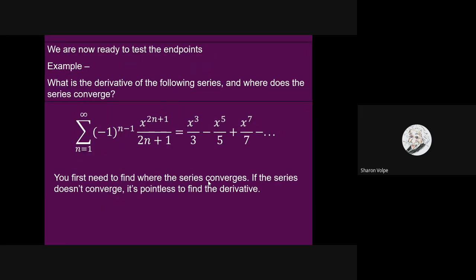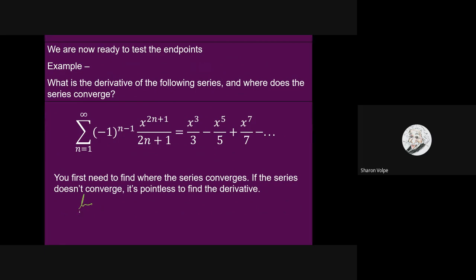Okay, so now we're ready to test some endpoints. They want us to find the derivative of this, but we have to find out where the series converges first. If the series doesn't converge, why would we find the derivative? No point. So the first thing I'm going to do is run the ratio test.